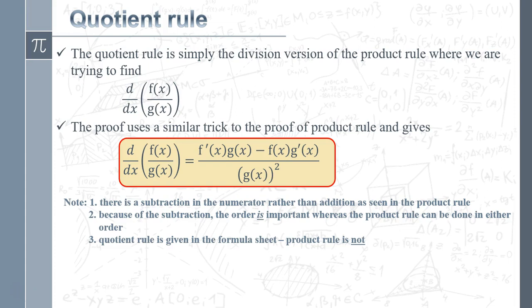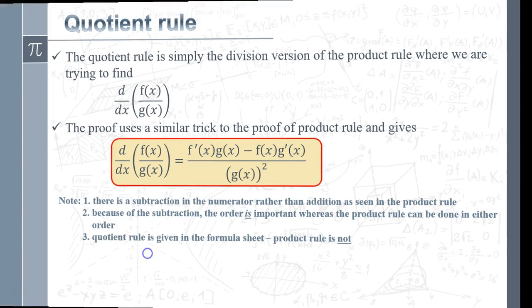And because it's not quite straightforward, you'll notice I've put in note number 3 down here. Quotient rule is one that is given on the formula sheet. Product rule is not. You have to know your product rule, but you can always refer back to your quotient rule. And I generally still refer back to quotient rule just to make sure I'm getting it the right way around, because the last thing I want to do is have it the wrong way around and end up with a sign error. So there you go, that's quotient rule.